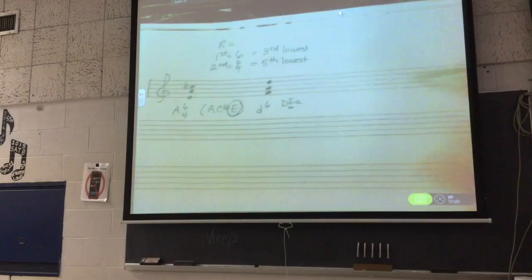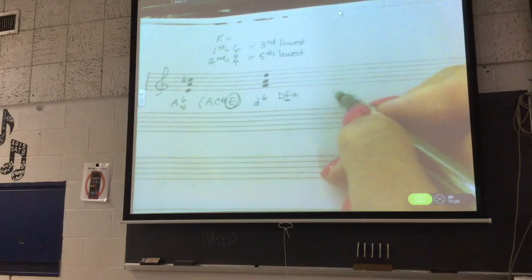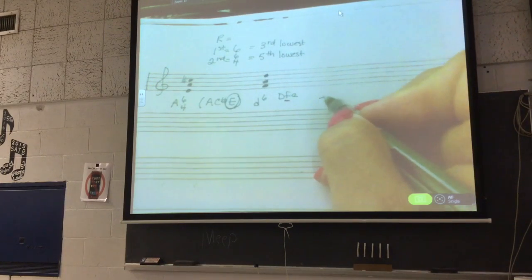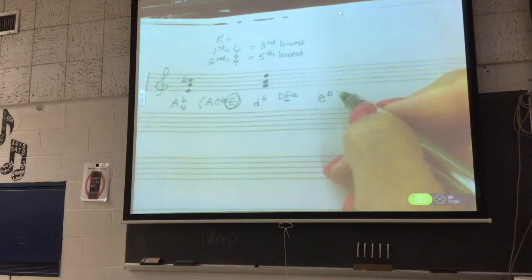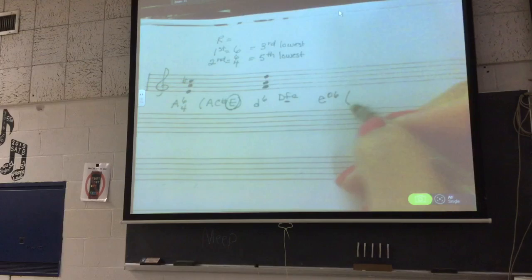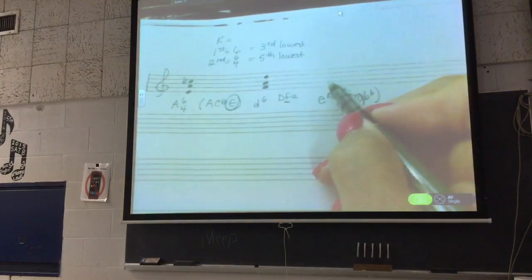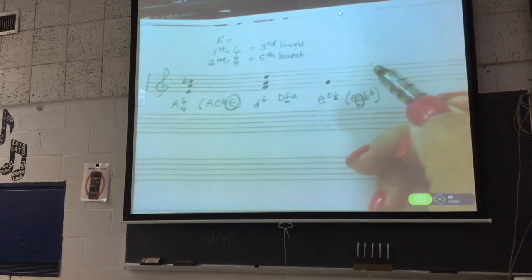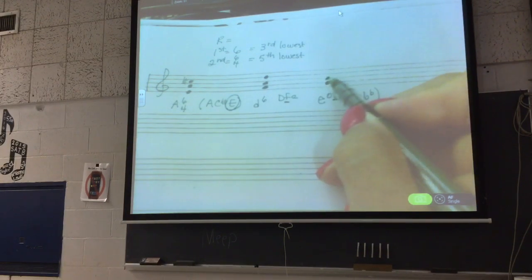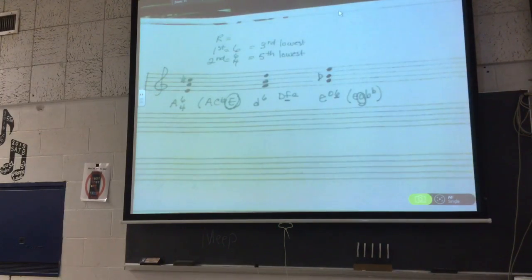Let's do a few more triads. I want you to write an E diminished 6. All right, so I say to myself, E diminished would be E, G, and B flat. And because it's a 6, that means that the 3rd of the chord is the lowest sounding note. So I put that first. Then I put the B flat, and I put an E. And I'm complete.